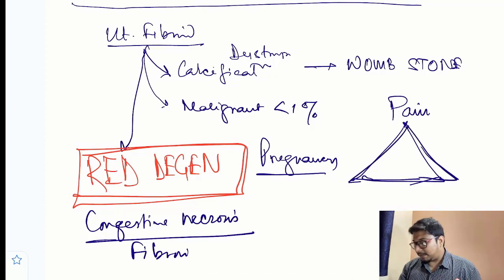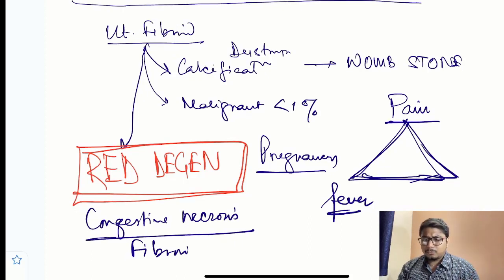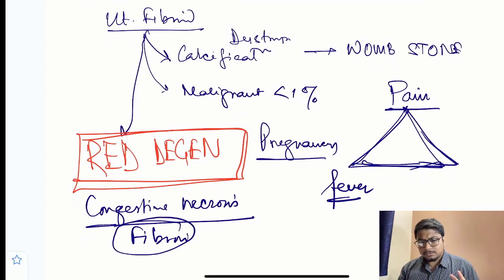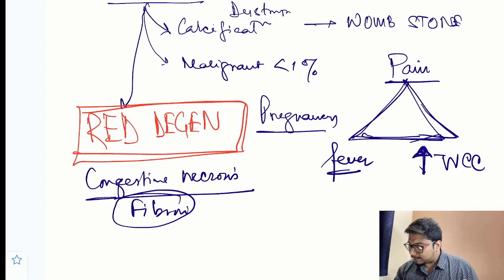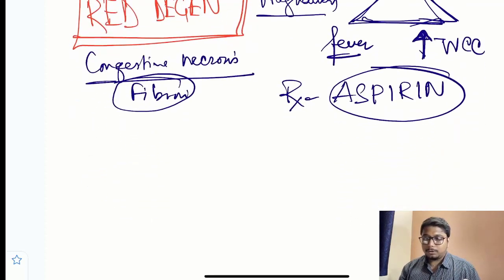So there will be severe pain, there will be fever, and this will look absolutely like sepsis unless you know or do a scan and see there is a fibroid. If you have a baseline scan and you know that she is a known case of fibroid, and I think in your question also it was given that she is a known case of fibroid uterus with pregnancy. So pain, fever and increased white cell count is the typical triad of red degeneration, and the treatment of red degeneration is aspirin, not in the preeclampsia preventing dose but the full pain killing dose, right?